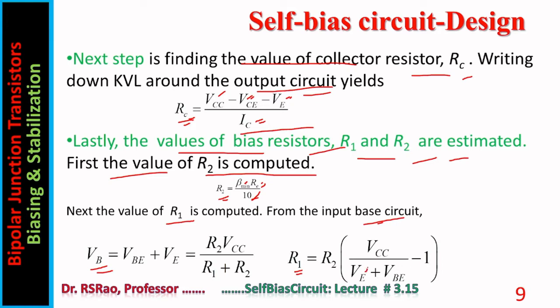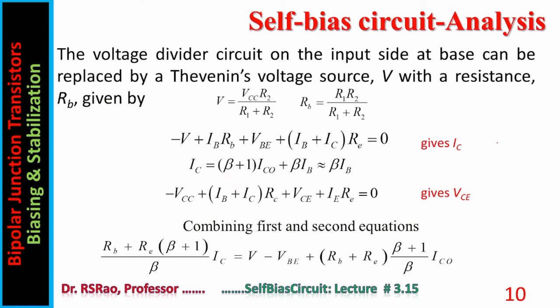VE is known. VBE, the base to emitter voltage, for germanium may be 0.2, 0.3. For silicon, it may be 0.5 or 0.6. Exact values one can have from the data sheets. VCC is known to us. R2 has already been computed. Now R1 can be found within no time. This is the way one has to determine the values of components that go in the design of the self-bias circuit.